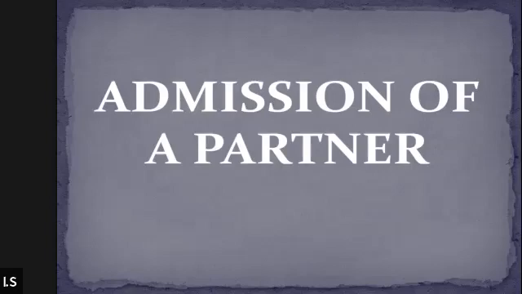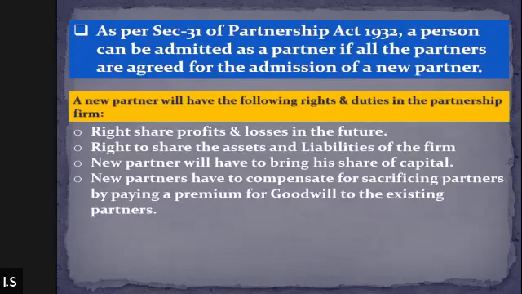All right, so let me give you a quick recap. In the last session, we talked about the admission of a partner, and I've also told you that admission of a partner can only be possible if all the partners give their consent. Unless and until all the partners are satisfied and approve the admission of a new person into the partnership, no new person can be admitted into the partnership. So this is as per Section 31 of the Indian Partnership Act 1932, which requires that all the partners must give their consent.